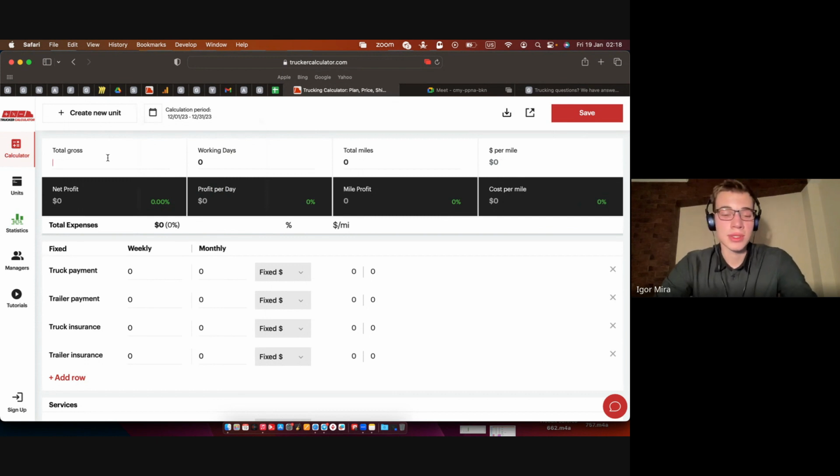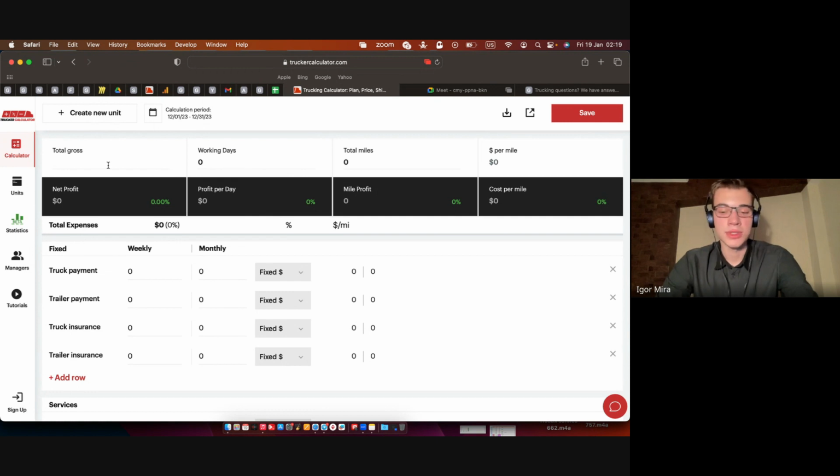Speaking of total gross, again, our final mission would be to calculate the net profit and cost per mile, because these are two most important metrics to be tracking. But this calculator provides you with all the different metrics, such as how much you gain net profit per day and how much you gain specifically per mile, like each mile your trucks haul.